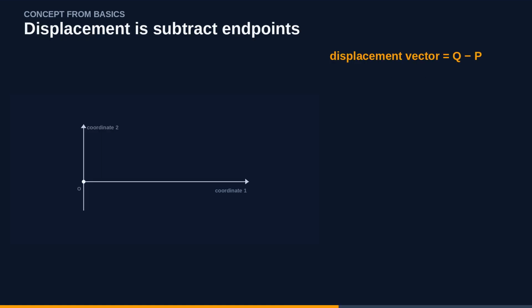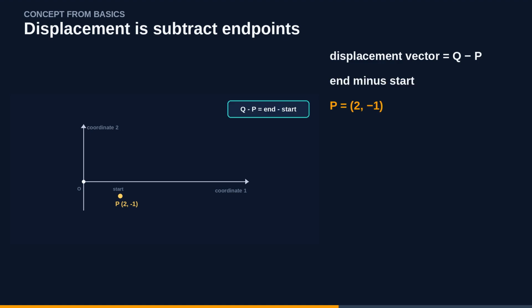To go from one point to another, subtract. Call the start P and the end Q. The displacement vector from P to Q is Q minus P. End minus start, coordinate by coordinate. We will use P at 2, -1, the point we have been drawing, and Q at 8, 3.